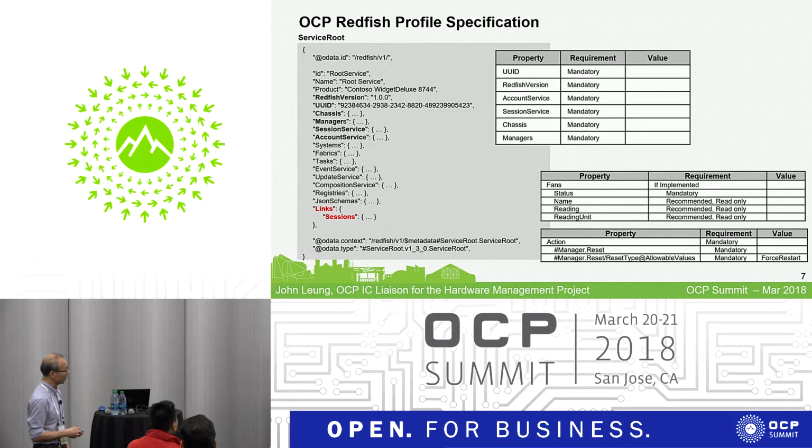So he mentioned a number of other things that the profile actually expresses. These tables down here are just examples of how they would look in the table. So if there's an if-implemented requirement, this is how it looks. That if fans are implemented, the status is mandatory. It's recommended that these other three exist. And then I think an action. So there's always an action property. If there's an action property, it's mandatory. In this case, it's a reset on system. And so if you look at the document that exists now that's been posted as spec, you'll just see this over and over again.